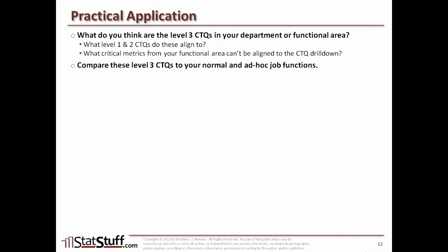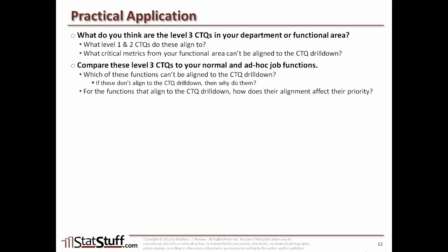Now, compare these level 3 CTQs that you identified to your normal job functions or any ad hoc job functions that you might have. So, which of those functions that you perform can't you align to the CTQ Drilldown? And if you can't align to the CTQ Drilldown, then why is it that you do them? I really challenge you to explore that as much as you can to really see what level of priority you give them, and does it require as much priority if there's no way you can align it to what's most important to the business as illustrated through the CTQ Drilldown. So for the functions that do align to the CTQ Drilldown, I would ask yourself, how does their alignment affect the priority level that you give them?